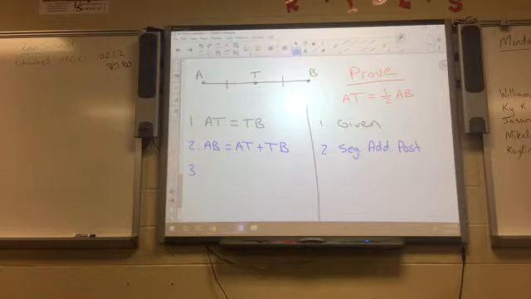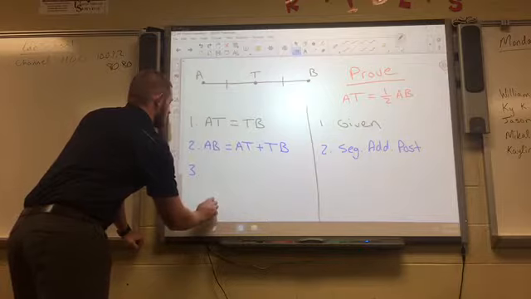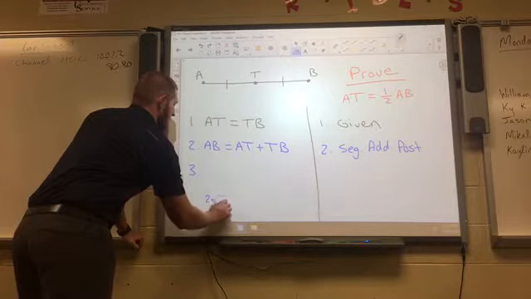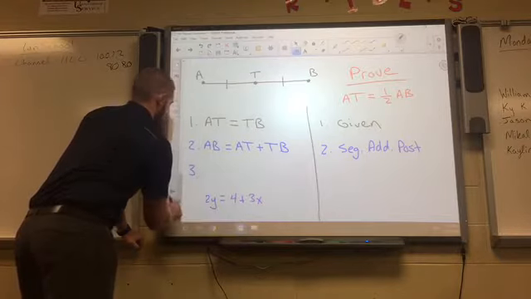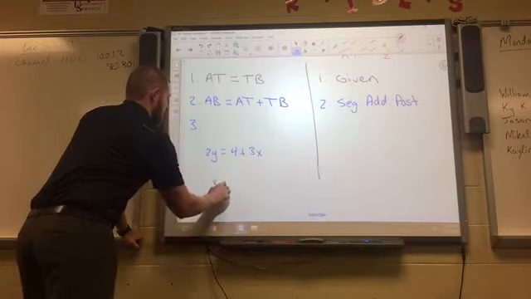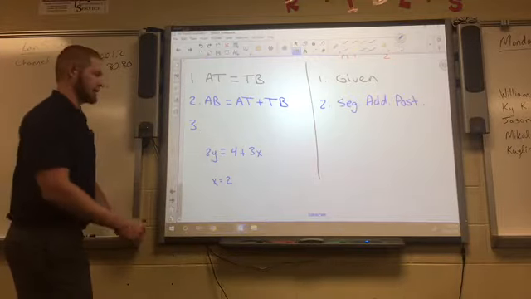What do you know about TB from step number 1? It's equal to AT, so what can I do there? Okay, let's think back to this. I have 2y equals 4 plus 3x. And I tell you that x equals 2. You would do what? You'd plug it in.